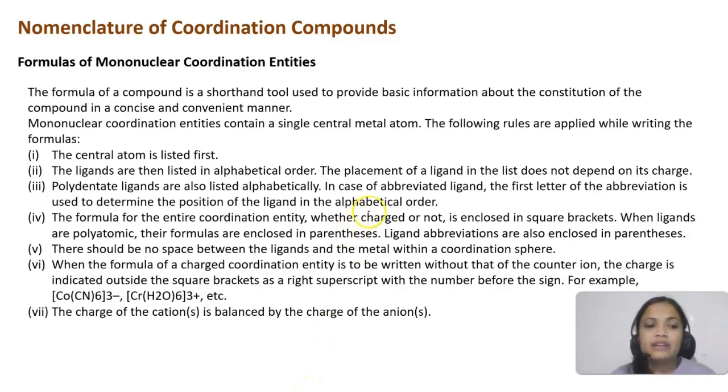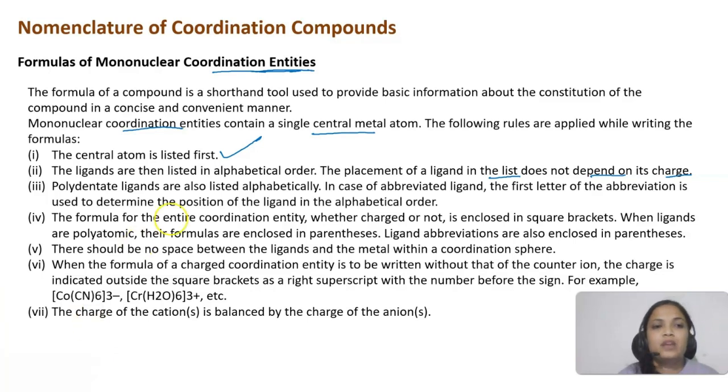Now, next is nomenclature. So firstly, how to write the formulas of mononuclear coordination entities. Formula is just a shorthand tool to provide basic information about the compound. Mononuclear coordination entities means where we have just one nucleus. One nucleus means there is a single central metal atom. So central atom is listed first. We will always be writing the central atom first. Then the ligands are written in alphabetical order. The placement of ligand does not depend on its charge, but it is written alphabetically.